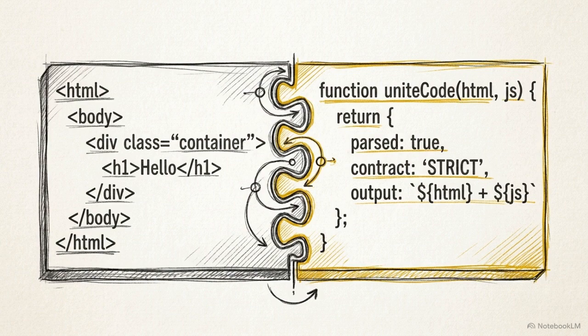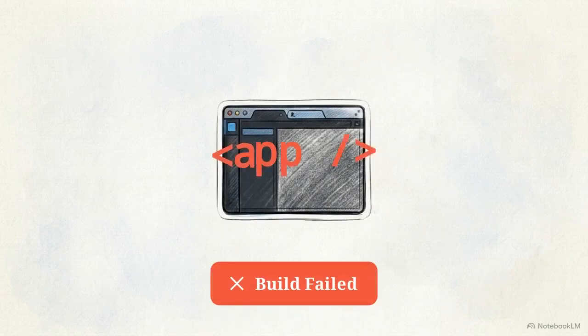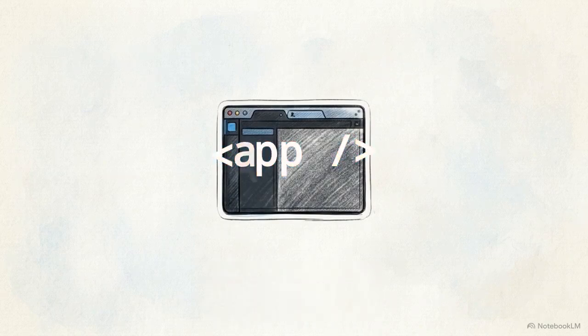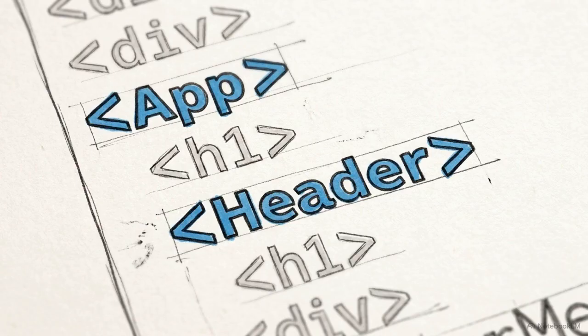JSX is an extension that allows developers to write familiar HTML-like syntax directly inside JavaScript functions, but the parser enforces strict contracts. The first contract is the capitalization rule. If a component is named in lowercase, the build fails. When capitalized, the parser approves it. The engine uses this rule to instantly differentiate between a native browser tag, like an h1 or div, and a custom function built by developers.